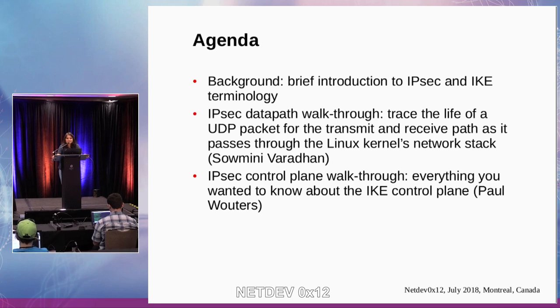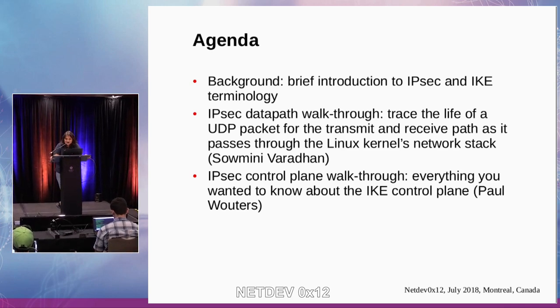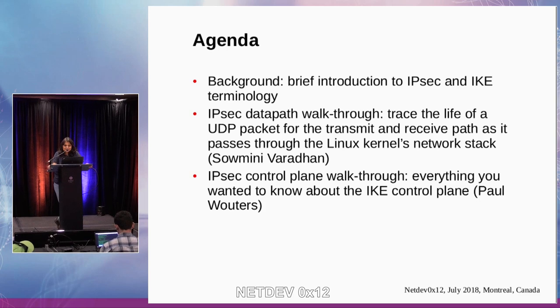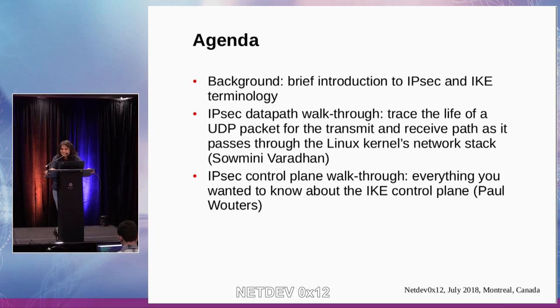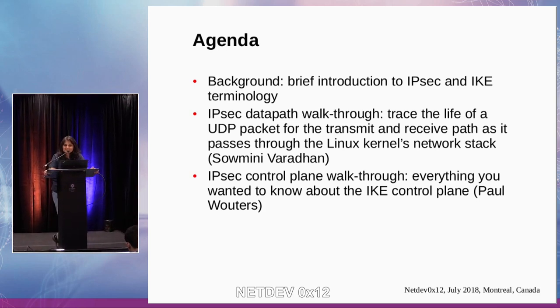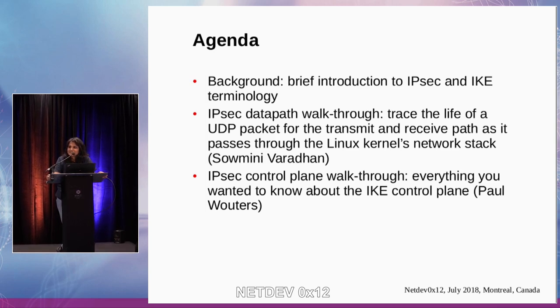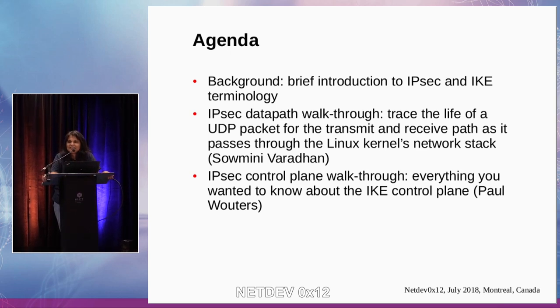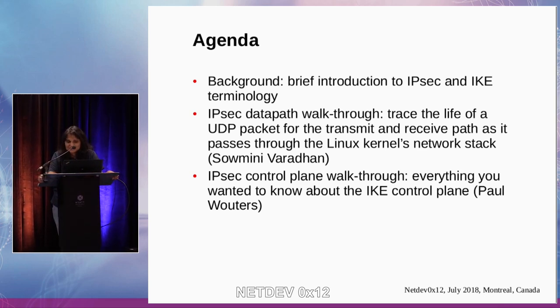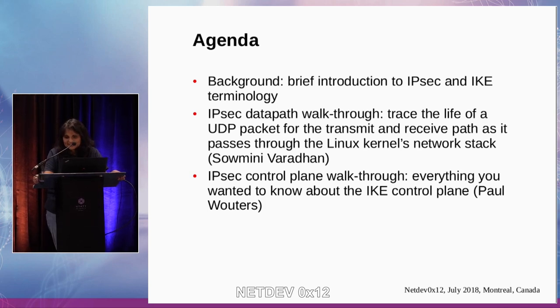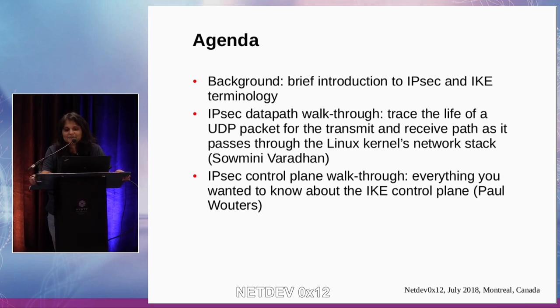So here's the agenda for the talk. I'm going to start off by very quickly going over the IPsec and IKE terminology and definitions. This is just a recap. Most people may already know this, but just to make sure we're all on the same page. Then I'll walk through the kernel data path by taking a UDP packet and tracing the TX and RX path. We'll walk the packet all the way through the transmit side, see the main functions and data structures involved, and similarly on the receive side, so that if you ever have to explore this on your own, you'll know what to look for.